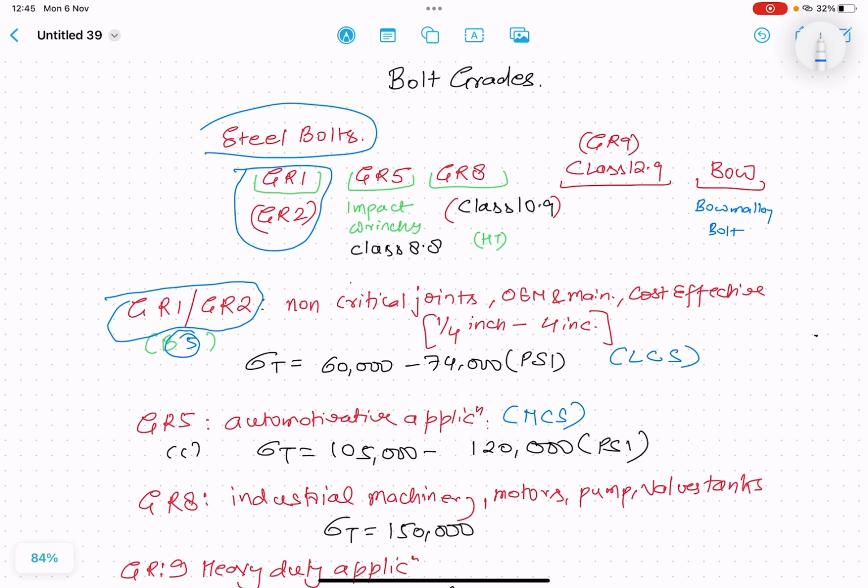These grade 1 and grade 2 bolts are generally used for non-critical joints. Non-critical joints means where there is not much tension force, and the joint just has to serve the purpose. There is not much application of forces. Sometimes they are used in OEM and maintenance. If there is a joint between two links, then you can use these grade 1, grade 2 bolts. These are cost-effective bolts. Grade 1 and grade 2 are cheap bolts.